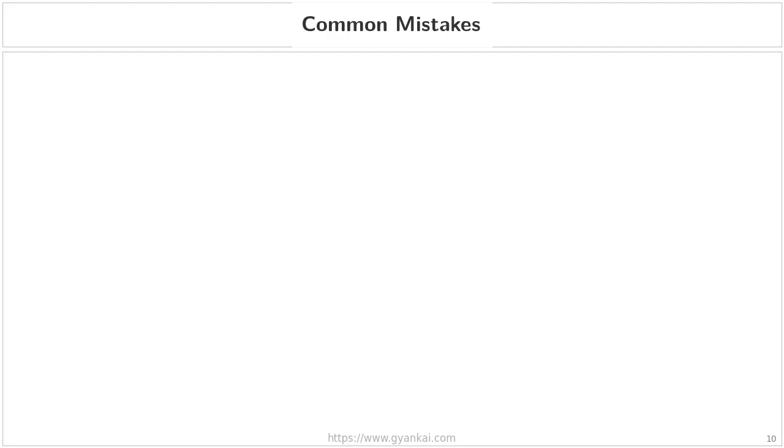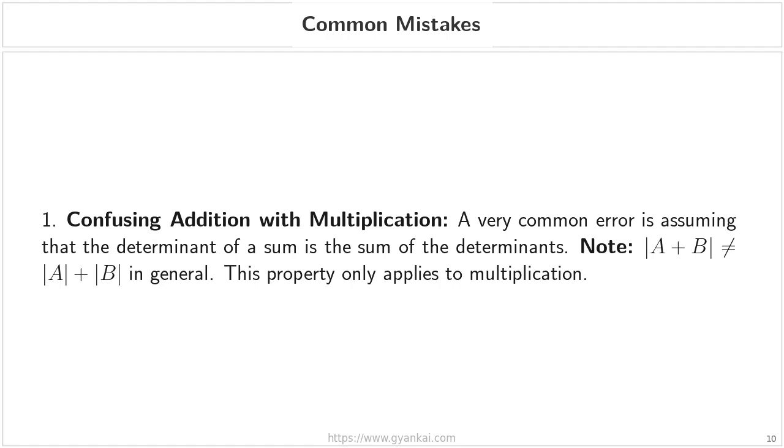Common mistakes. First, watch out for confusing addition with multiplication. It is a very common error to assume that the determinant of a sum is equal to the sum of the individual determinants. I want to emphasize this clearly. The determinant of A plus B is not equal to the determinant of A plus the determinant of B in general. This beautiful property we explored today, where we can split the determinant, applies strictly to multiplication, not addition.